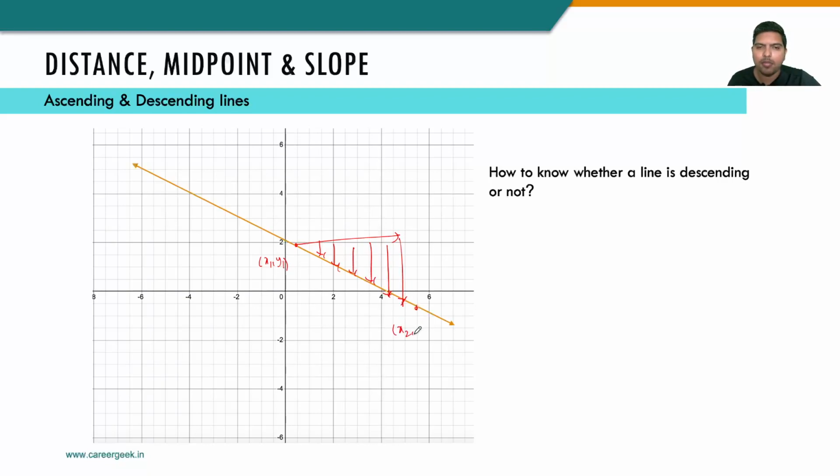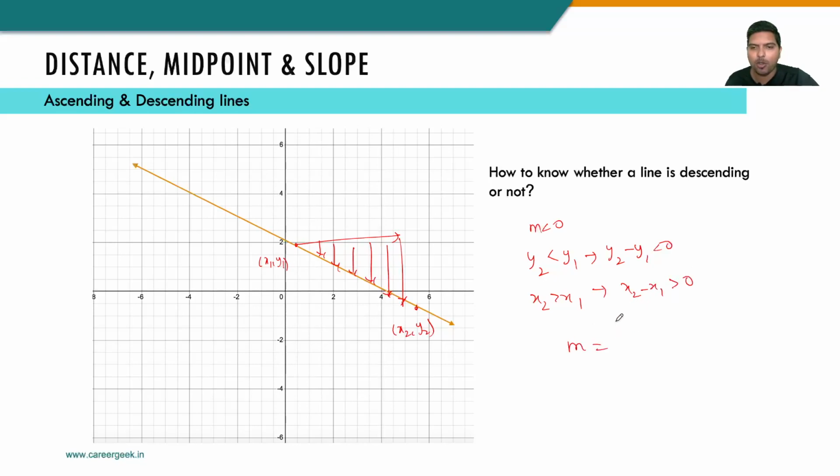As x is increasing, the y is decreasing. So it becomes a descending line and the slope is negative. Over here we can see that y2 is below y1, right? So y2 is less than y1, so y2 minus y1 is less than 0. But here x2 is greater than x1, right? Because x2 is to the right of x1. So x2 minus x1 is positive.